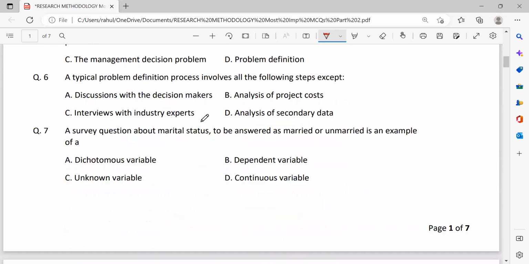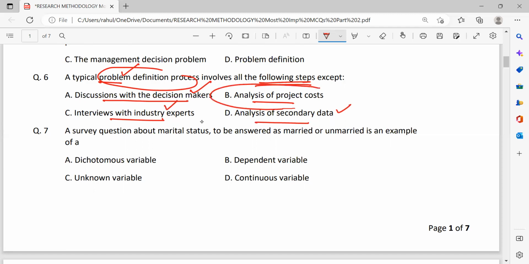Question number 6. A typical problem definition process involves all of the following steps except. A typical problem definition process involves discussion with decision makers, yes. Analysis of project cost, no. Here we are discussing with decision makers, interviews with industry experts, as well as analysis of secondary data. But analysis of project cost is not a part of problem definition. So we can say that the correct answer for question number 6 is B. B is the correct answer here, right?